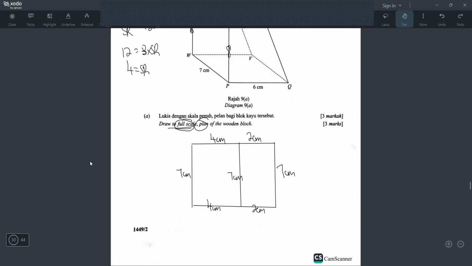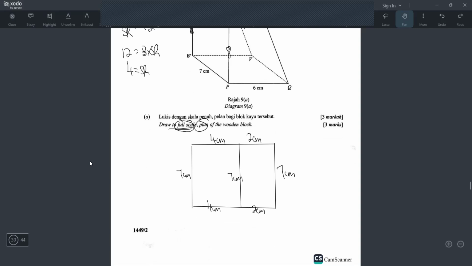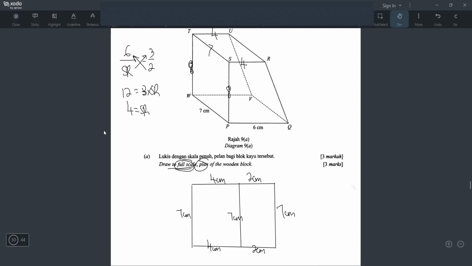So I'm just going to show you a demonstration. And also try to make sure it's 90 degrees. If your answer looks crooked like this, then they will not give you marks. Make sure it's 90 degrees. And the last thing is to label.